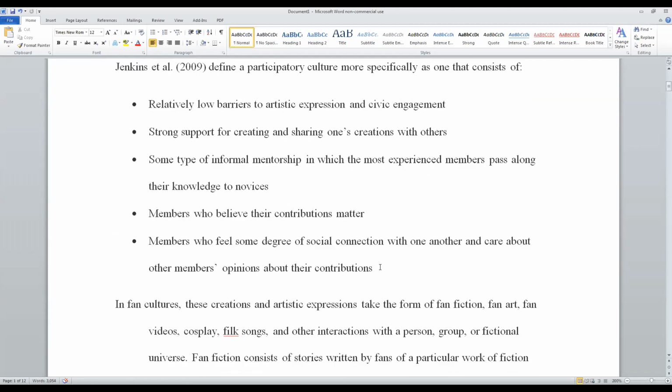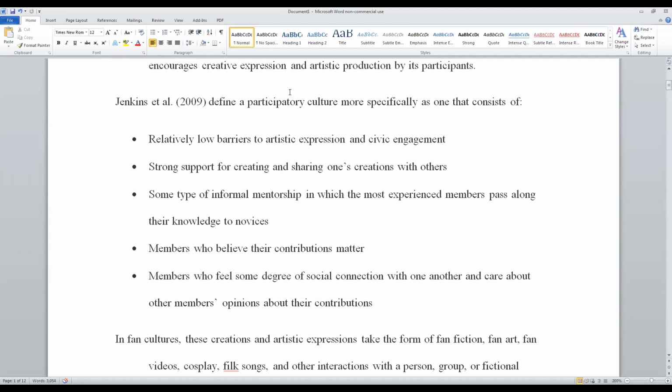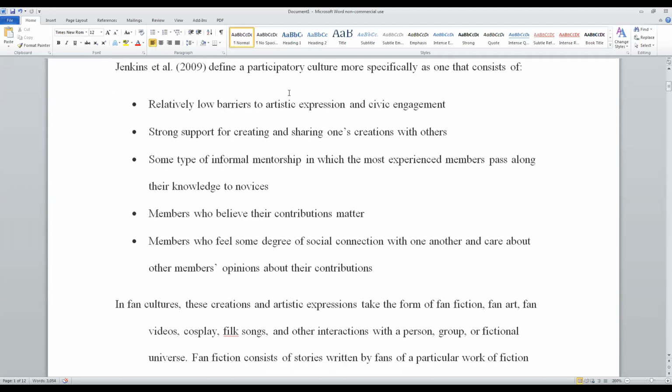And Jenkins gives us a handy list of traits that defines a participatory culture more specifically. So we have relatively low barriers to artistic expression and civic engagement, strong support for creating and sharing one's creations with others, some type of informal mentorship in which more experienced members pass along knowledge to novices, members who believe their contributions matter, and members who feel some degree of social connection to one another and care about their opinions and contributions to the larger fandom.